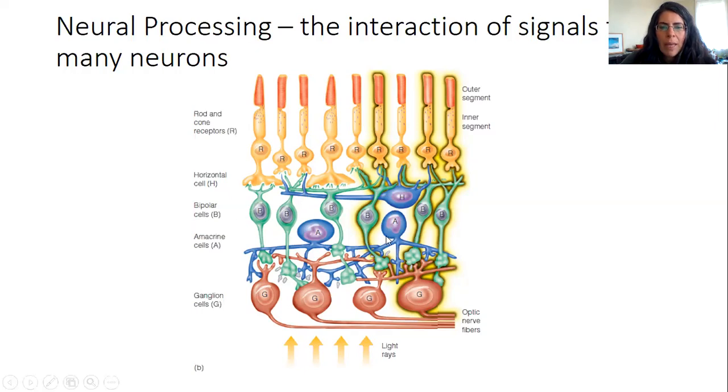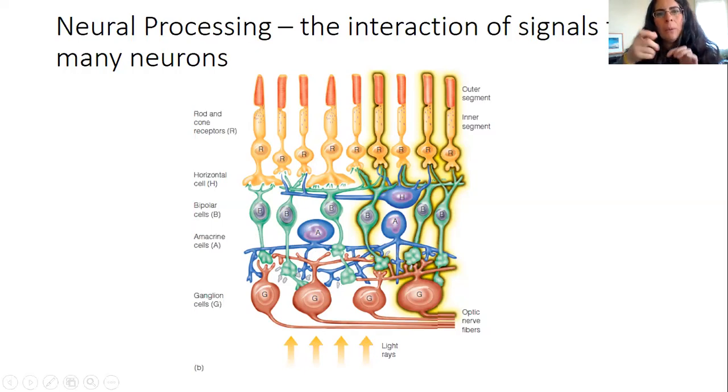Then we have this other layer of cells called amacrine cells, which also communicate horizontally. They play a role in movement detection, shape detection, and then we have our ganglion cells. The ganglion cells are receiving the messages from the receptors through the bipolar cells, and their axons form the optic nerve, which travels out the back of the eye.